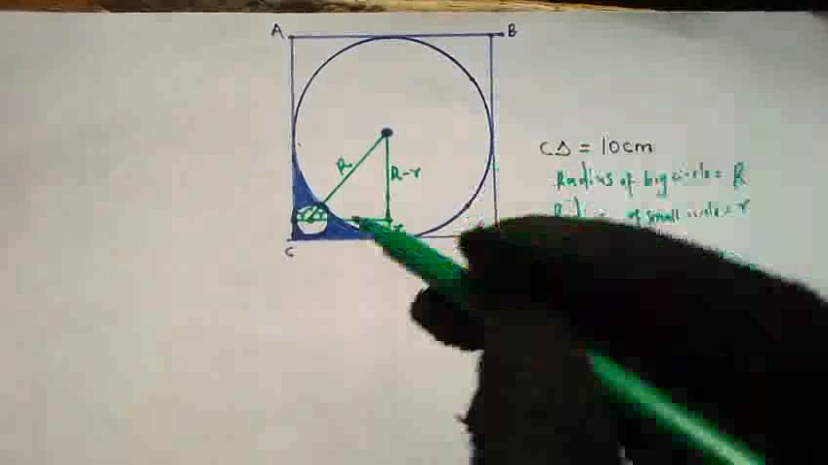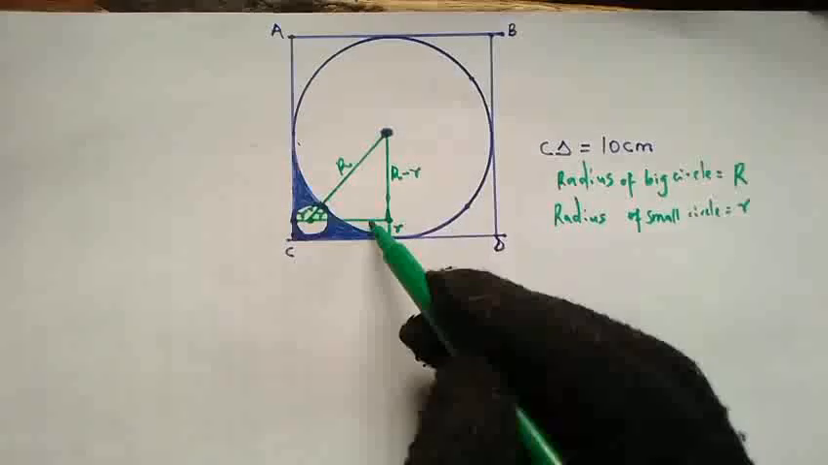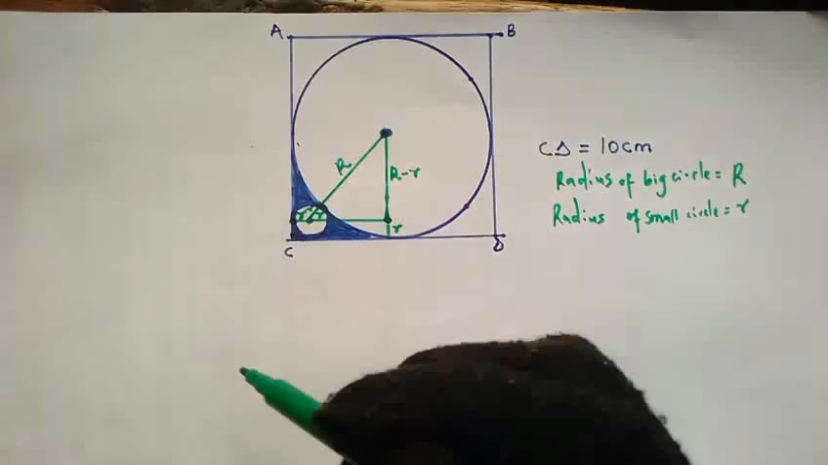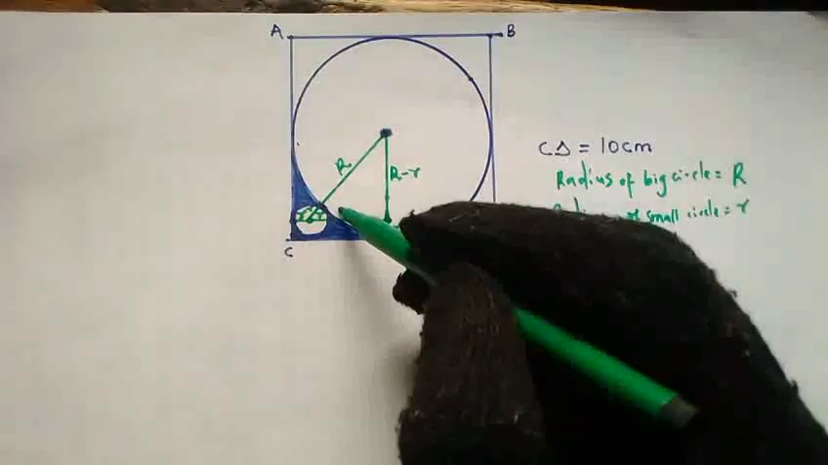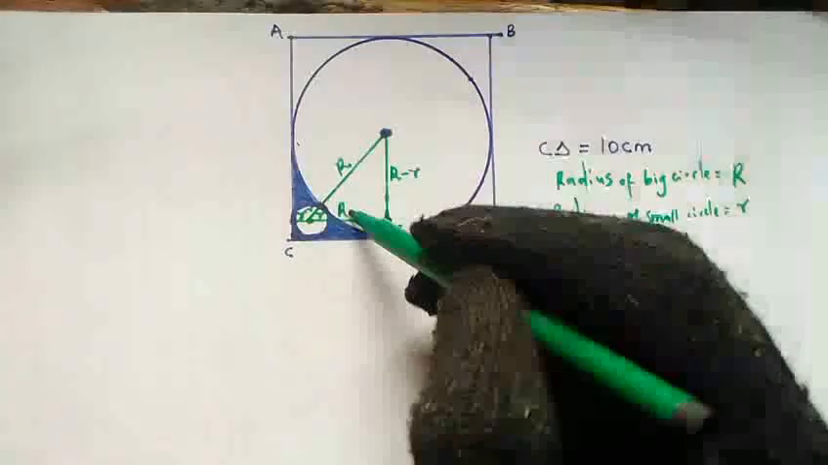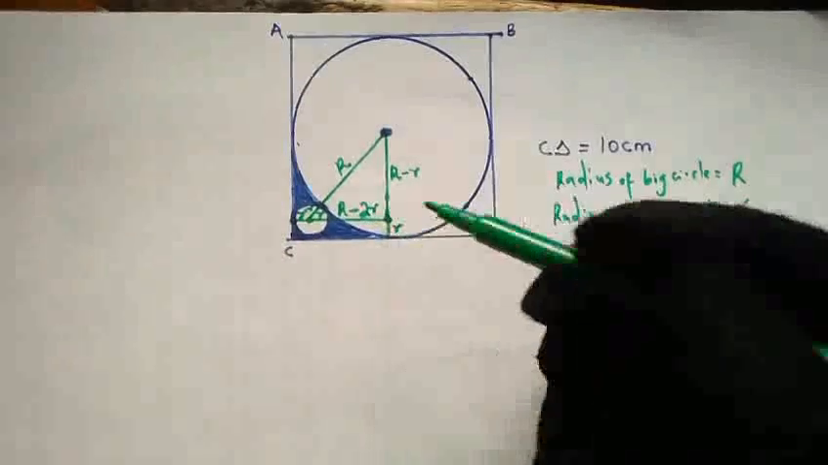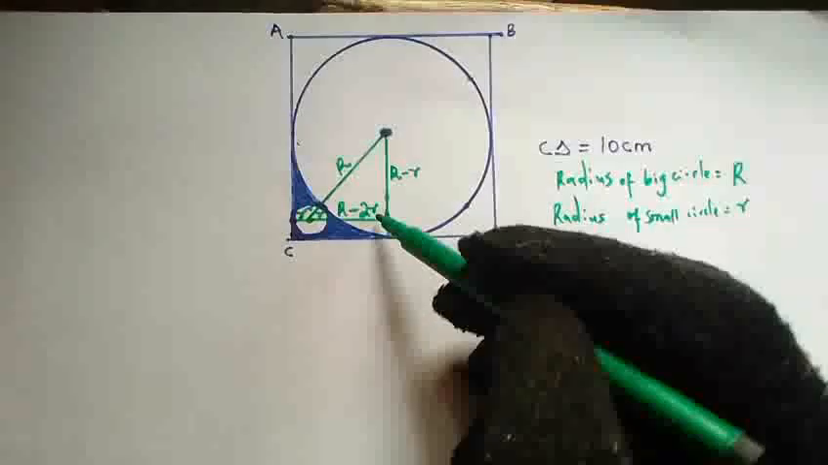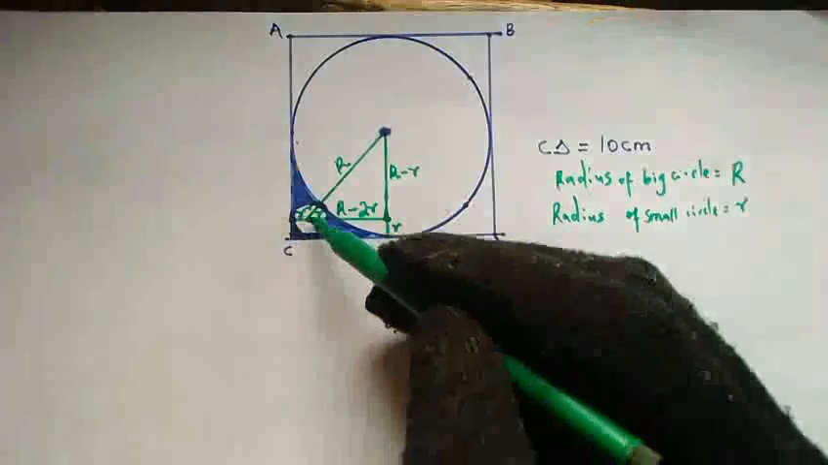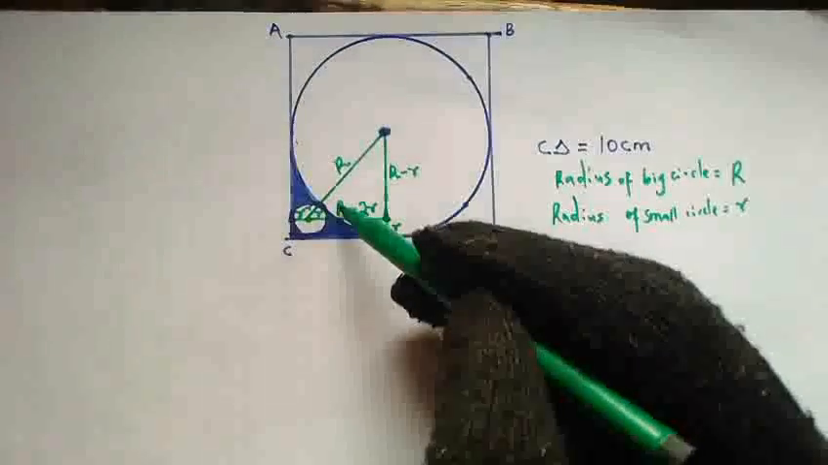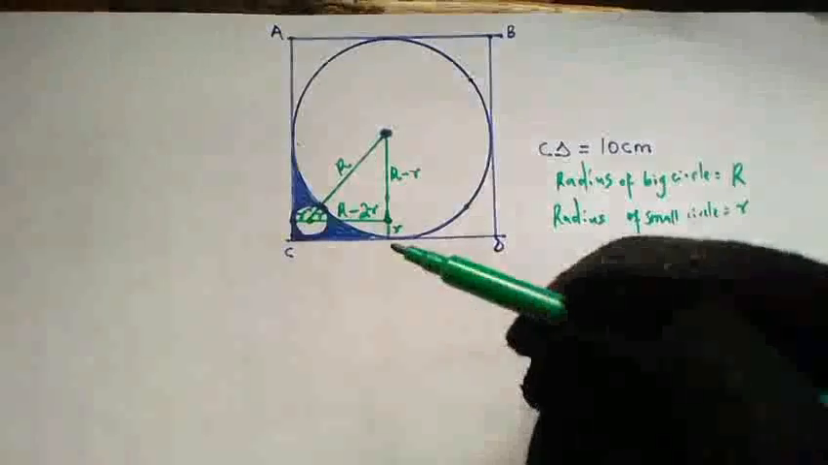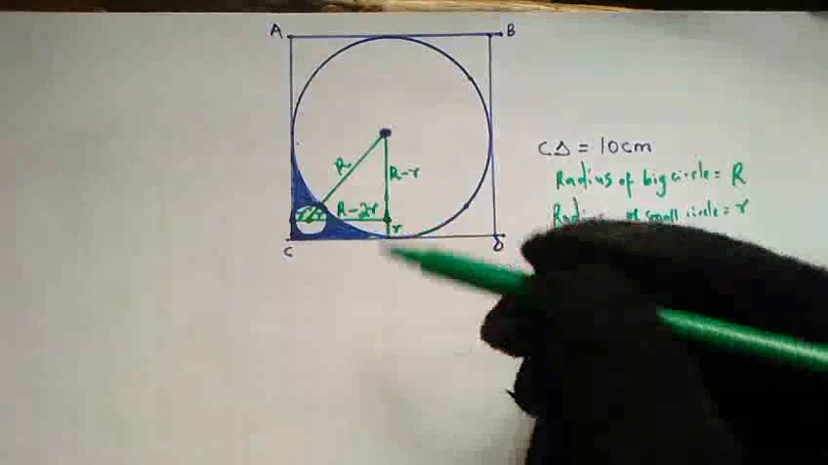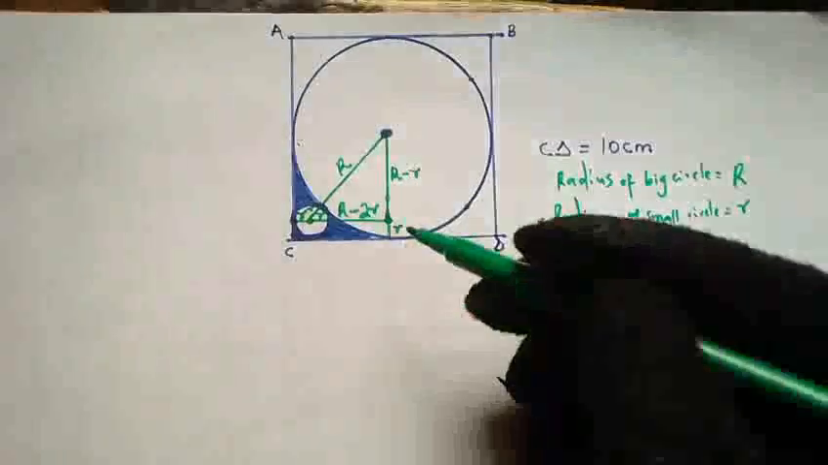Now remember from here to here is the big radius, but right here we have radius and radius, that is 2r. So this place is going to be the big radius minus 2 times the small radius, so that the big radius minus 2r plus r plus r, we are left with the big radius here. So from here we're going to use the Pythagoras theorem to find the value of these variables.